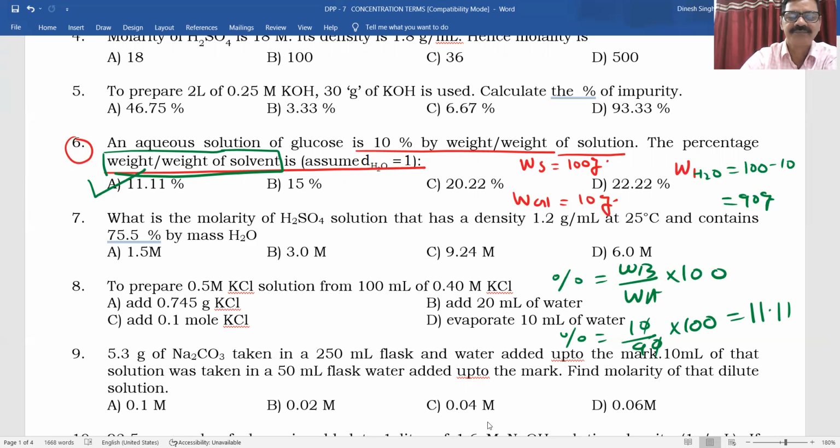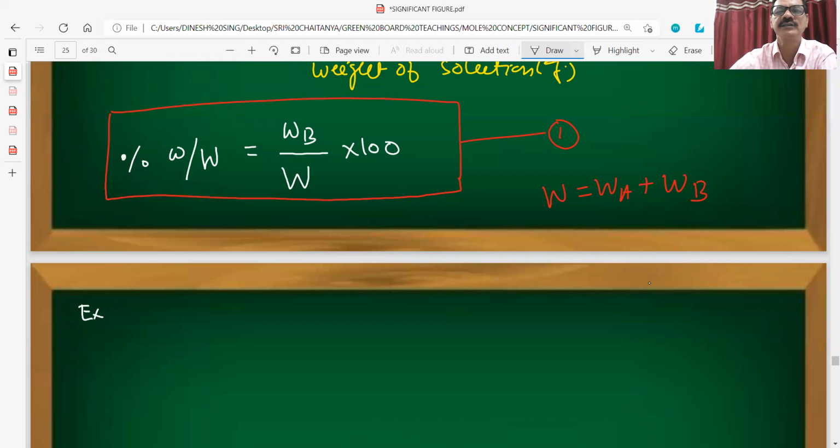Again, we can see the other case, that question I have already discussed.